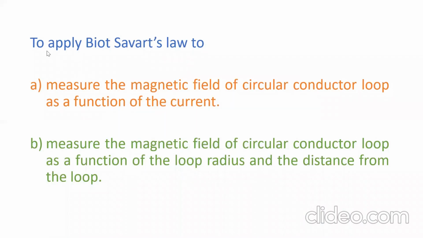In this video, we will learn how to apply Biot-Savart's Law to measure the magnetic field of a circular loop as a function of current, and as a function of loop radius and distance from the loop.